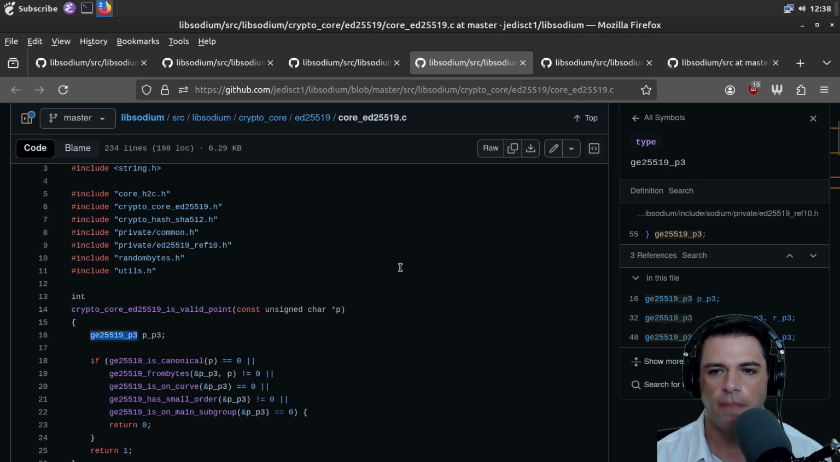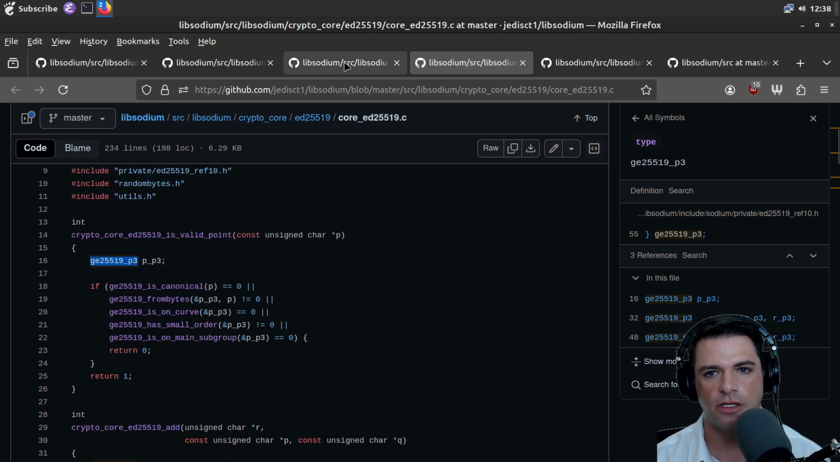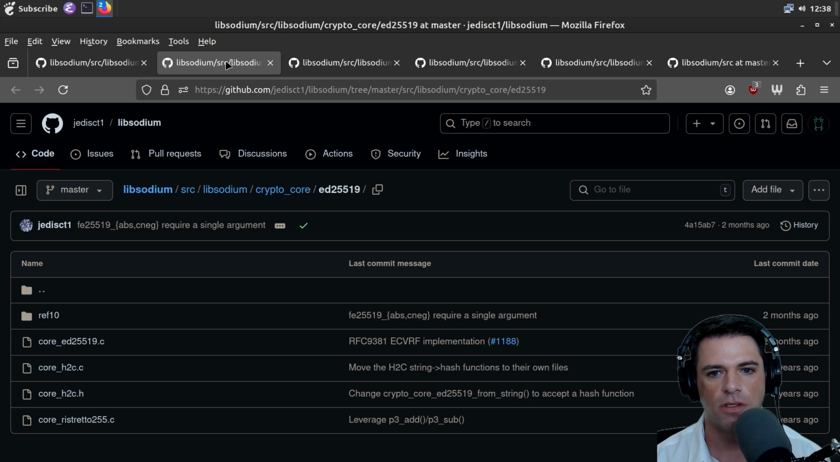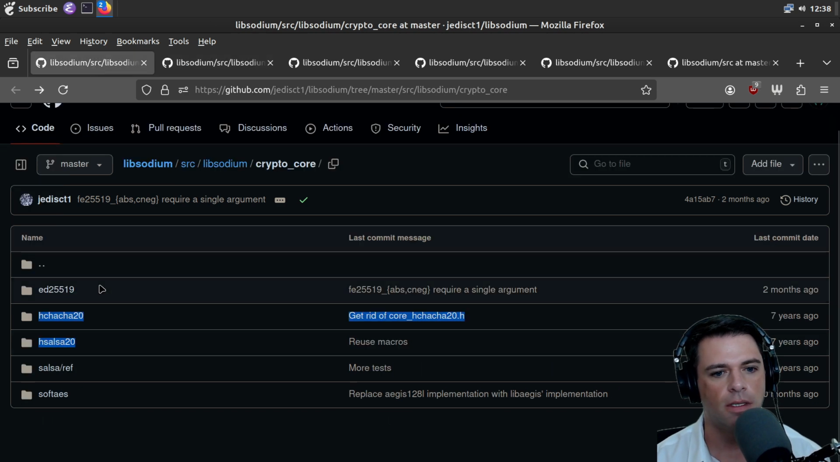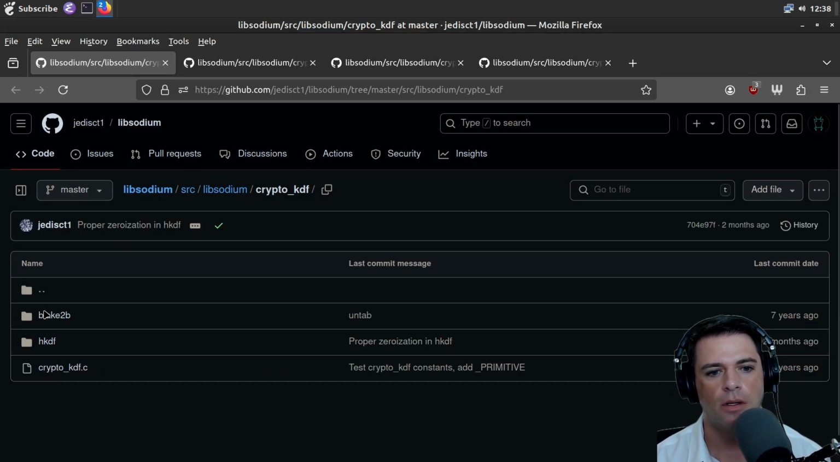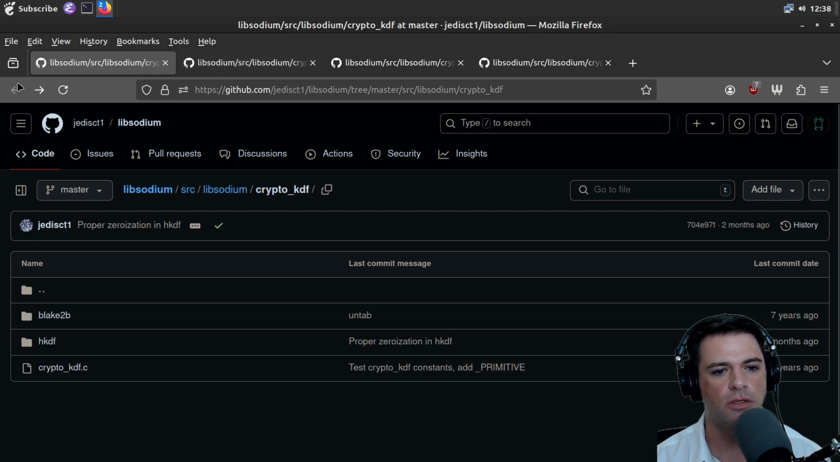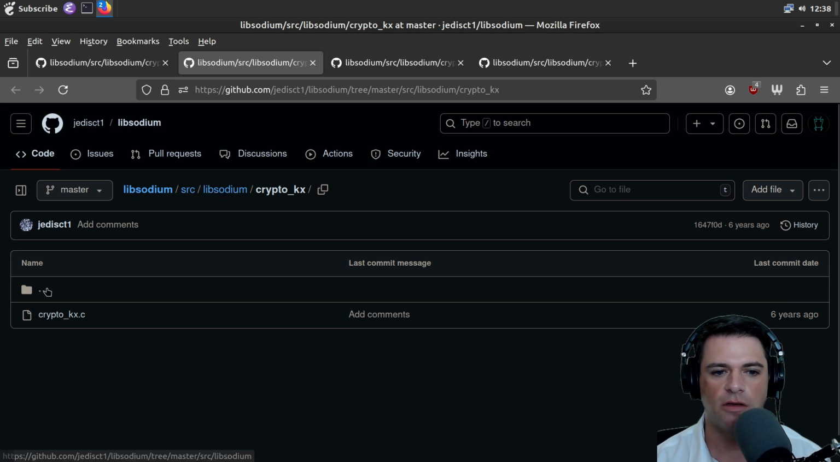All right, so that's the curve implementation. This is the digital signature algorithm. What else can we see before we get to signatures? I don't know what ristretto is. We have KDF, which has the Blake key derivation function, and what's the other one? HKDF. These are classic derivation functions.